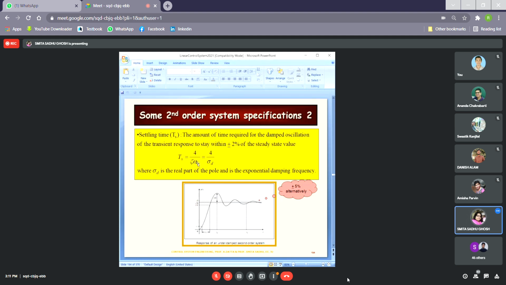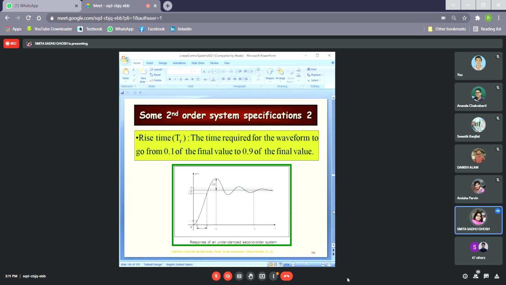So basically the magnitude is denoted as sigma d, which is the real part of the pole, right? And it's the exponential damping frequency. So zeta omega n is also the exponential damping frequency because it is the real part of the pole, and we said that the exponential damping frequency is equal to the real part of the pole. So that is the settling time.